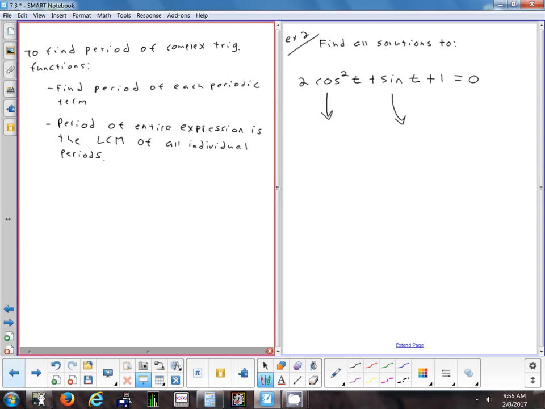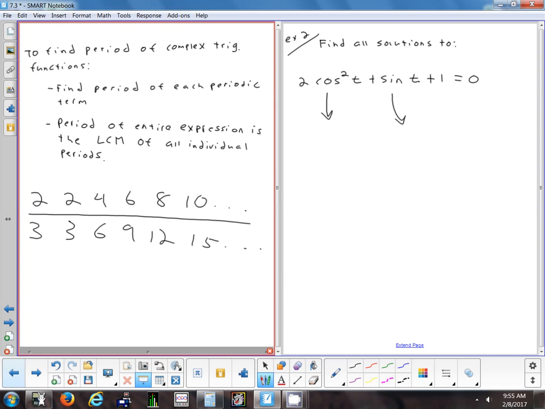Okay, so if you don't remember exactly what LCM is, think of this. Can somebody give me the multiples of 2? Yeah, 2, 4, 6, 8, 10. And what are the multiples of 3? Yeah, keep going. So if I asked you what the LCM is, it's the smallest number in both lists.